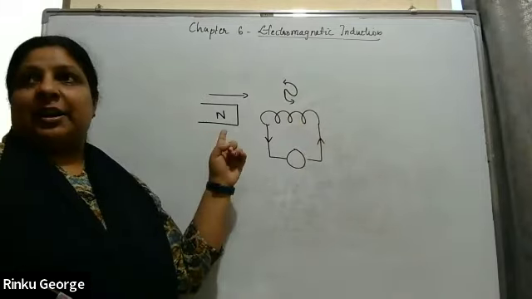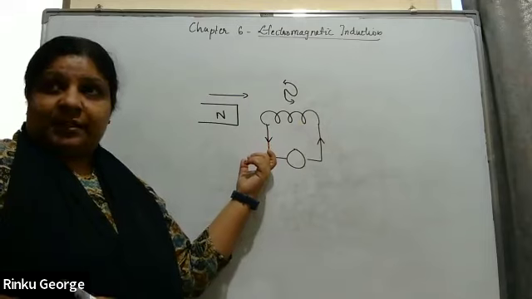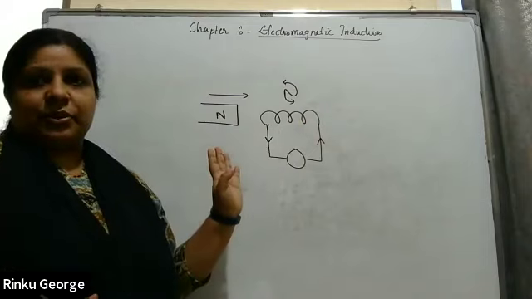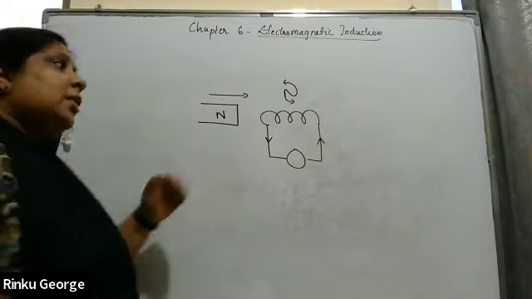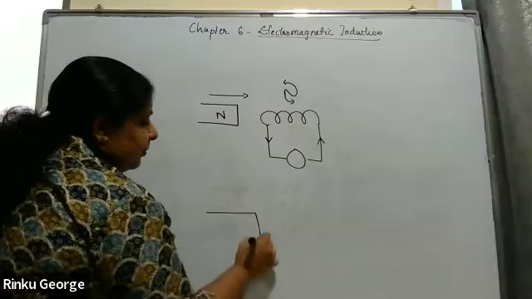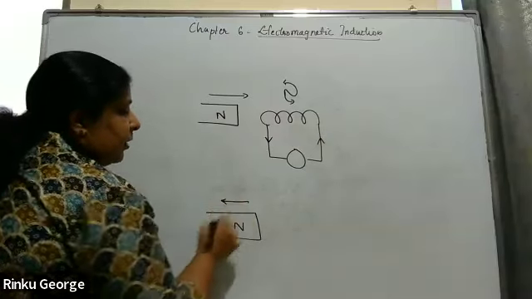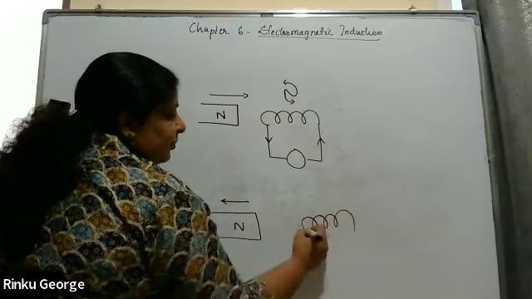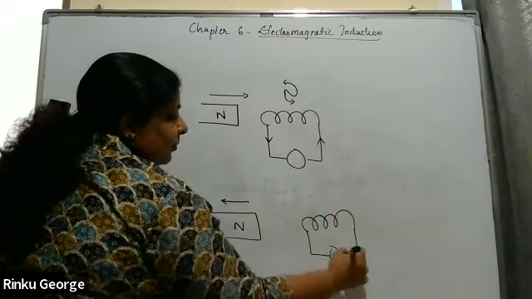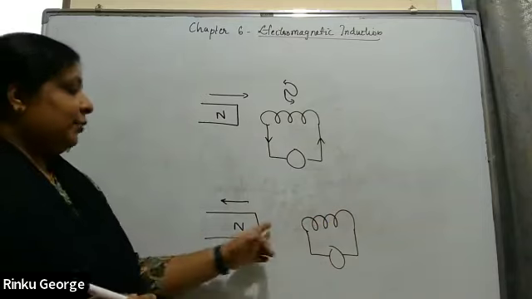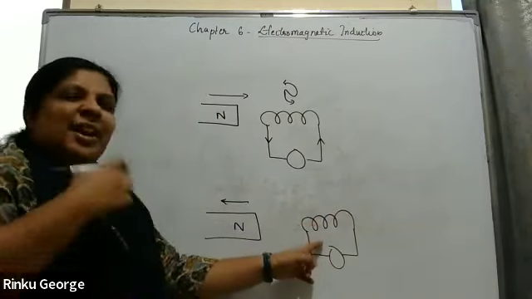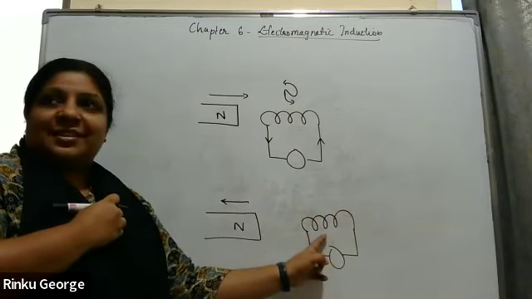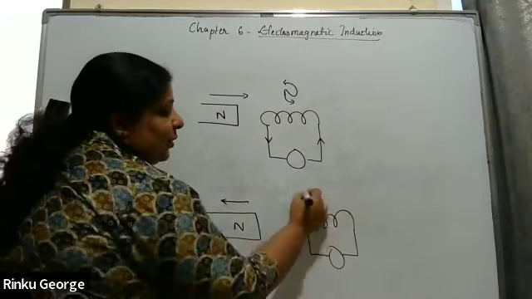There is a law to explain this. When the north pole is coming, the coil repels and all. So that we will study later. For now just understand, if north pole is coming, current is induced. Clear? Now if the north pole is leaving, the coil will again oppose that. It won't allow the north pole to leave. So what will be created here? South. So what will be the direction?